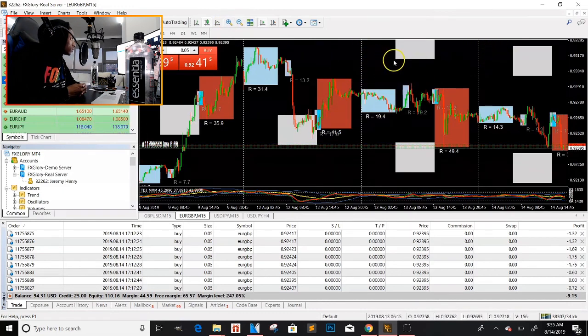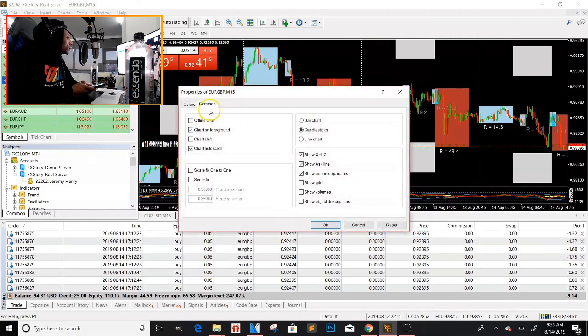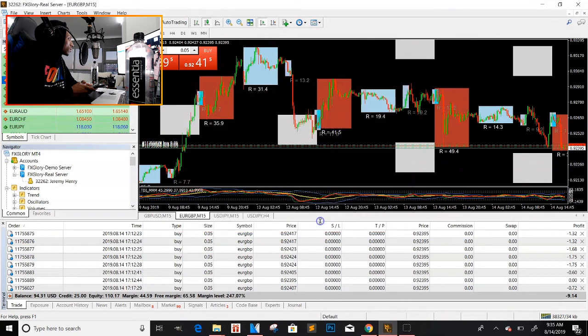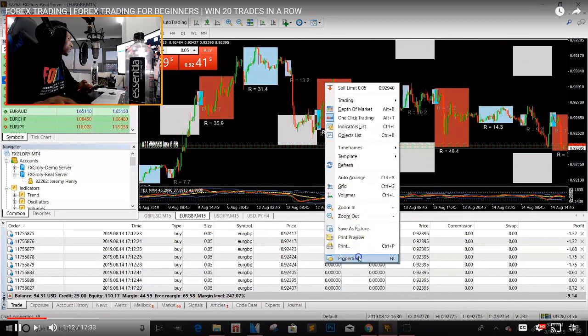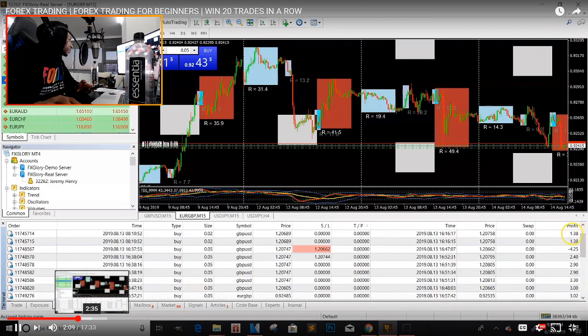These are the separators, so these separate each day. So this is a day, this is a day, this is a day. You could also look down here to see what day you're trading in, but it gets confusing. So I usually tell people, get these dotted lines on there. You can go to properties, the separators right here, period separators. So if I take these off and say okay, they'll go away. So you go to properties, show separators. So as you can see, these are all profits.